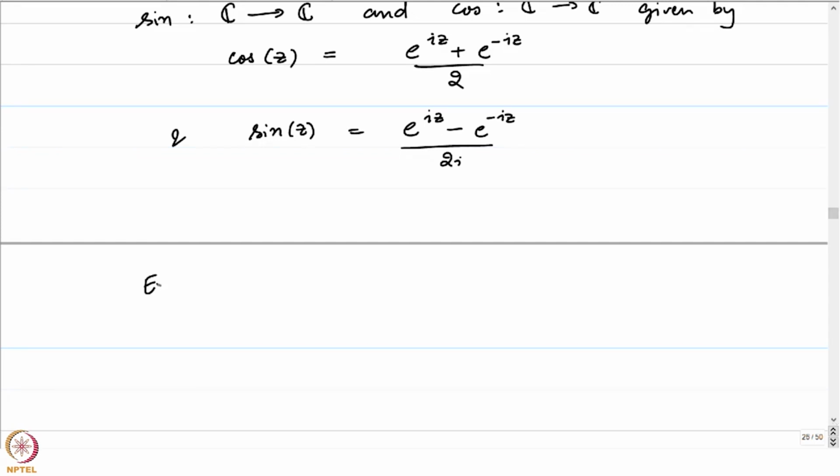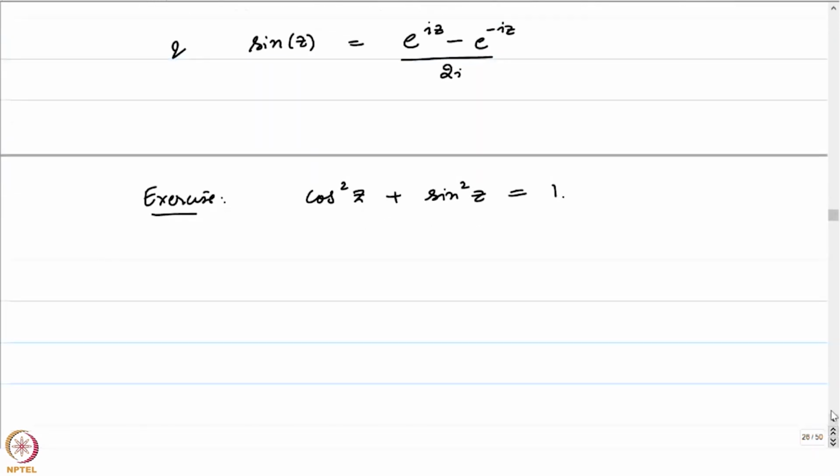So, for example, it's a good exercise to sit and check that cos square z plus sine square z is equal to 1. That's just straightforward. You just have to plug in the formula above and check that it does get satisfied. Although the algebraic properties of the real trigonometric functions do carry forward to the complex trigonometric functions, I should mention here that the geometric properties do not carry forward in terms of angles and such things.